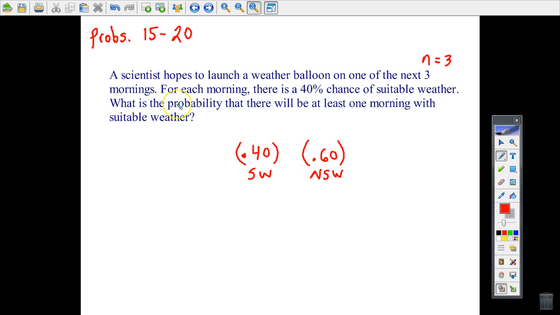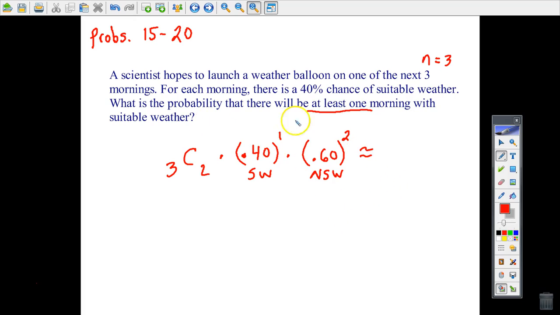Alright, now what is this looking for? What is the probability that there will be at least, interesting, at least one morning with suitable weather? Well, if all it did was ask for the probability that there will be exactly one morning, well, that would be pretty easy. I would raise suitable weather likelihood to the first, which means if there's only 3 mornings, that there would be 2 mornings of not suitable weather. And this would be my combination factor, and I would use my calculator.